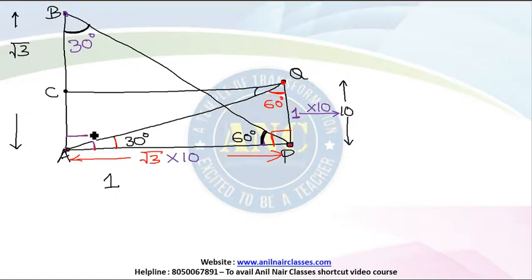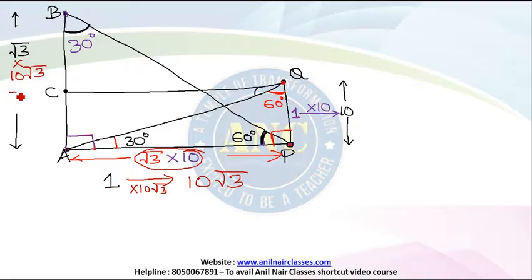But according to the question, opposite to 30 is not 1 unit. It is just now calculated as 10 root 3 units. Opposite to 30 is not 1, it is actually 10 root 3. So 1 should become 10 root 3. Multiply by 10 root 3. This root 3 also should be multiplied by 10 root 3. Root 3 into 10 root 3. What should be the answer, sir?